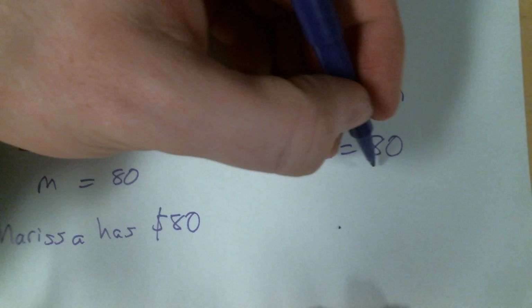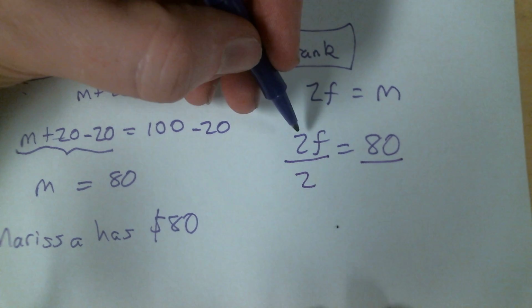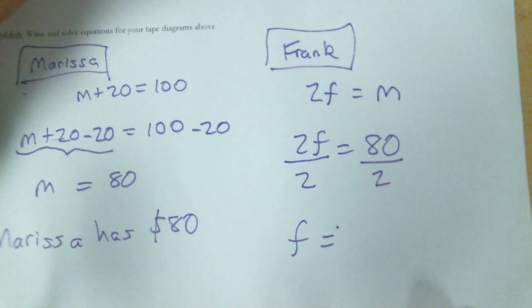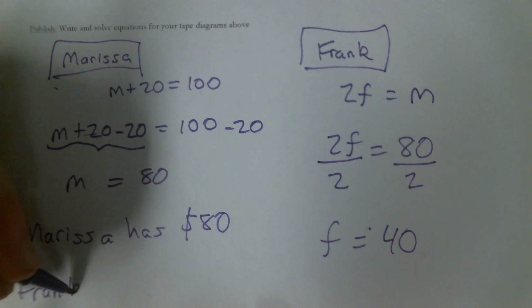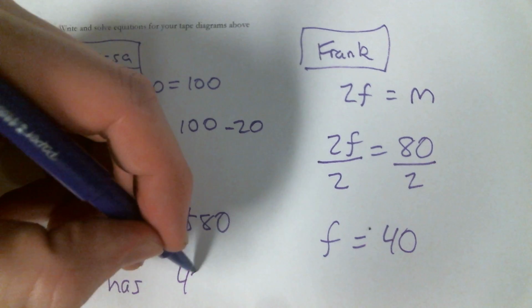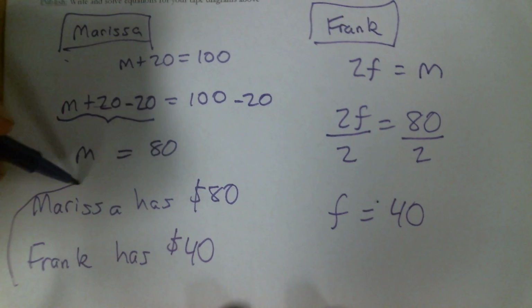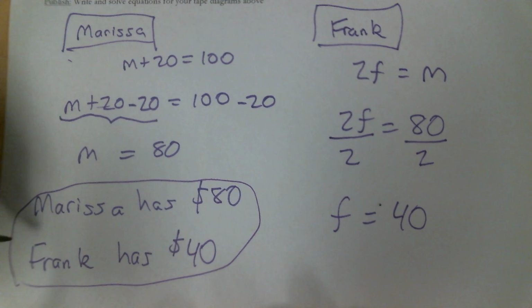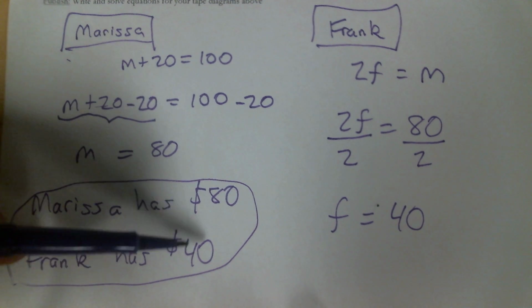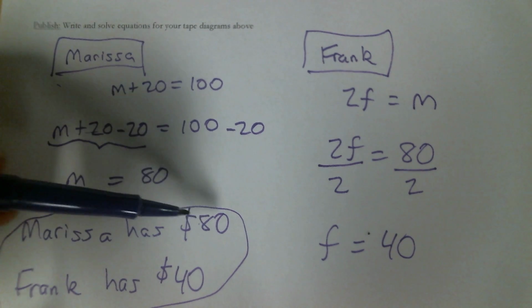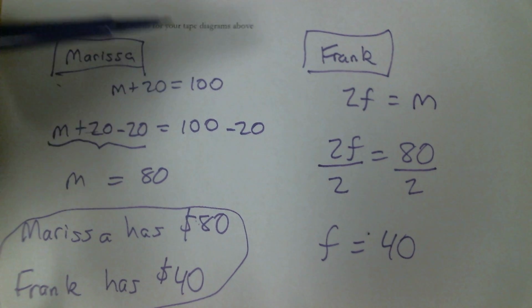Let's see. Well, I would divide both sides by 2, because this means 2 times f. 2 times f divided by 2 just gives me f. And then 80 divided by 2 gives me 40. So that tells me that Frank has $40. Frank has $40. So there's our answers. That's what makes sense. Now, again, we said Marissa should have twice as much as him. Is $40 times 2 equal to 80? Yes, it is. And then we know Christina has 20 more than that. What's 20 more than 80? It is 100. That's what we are told.